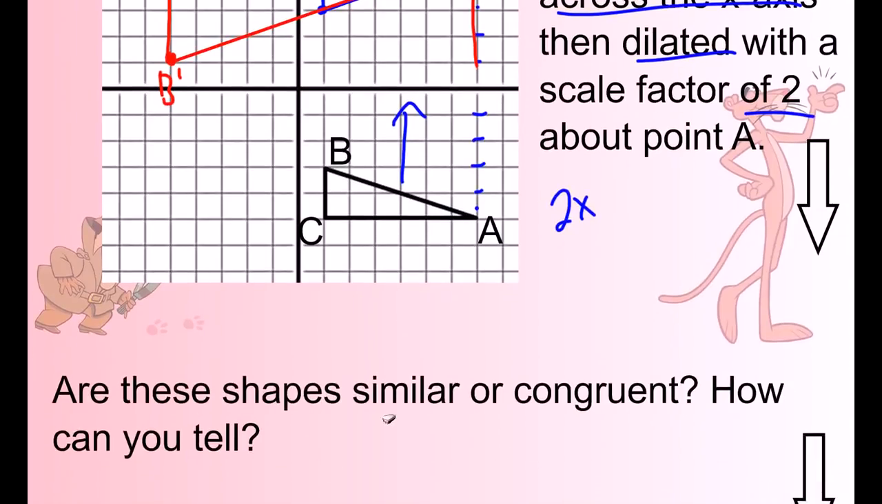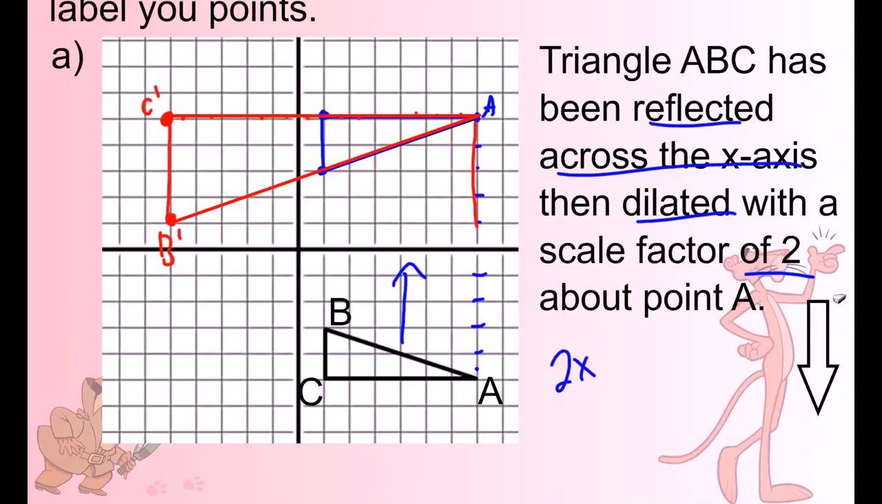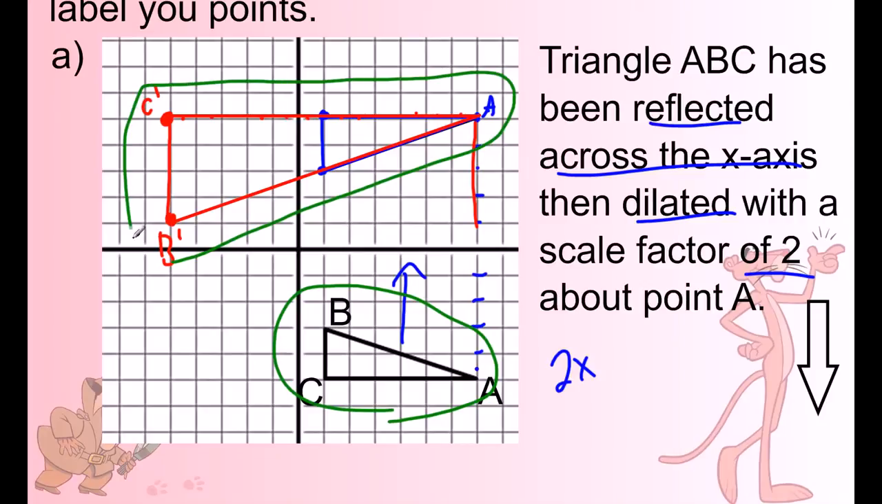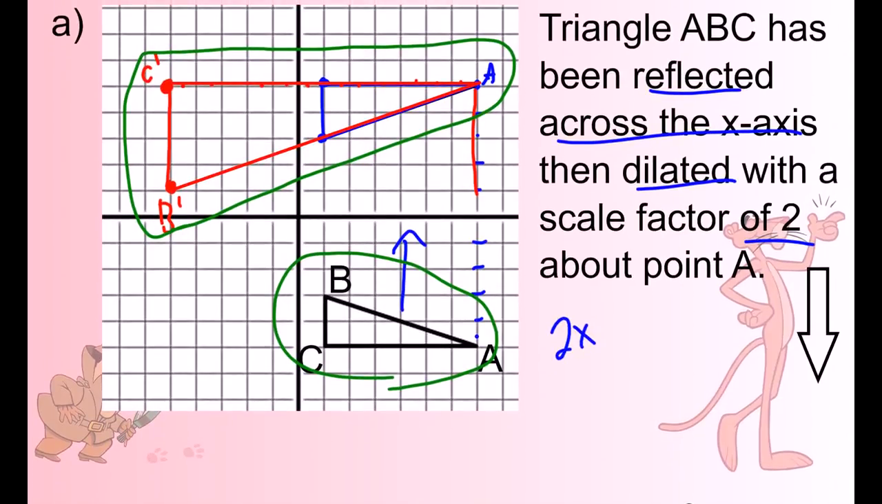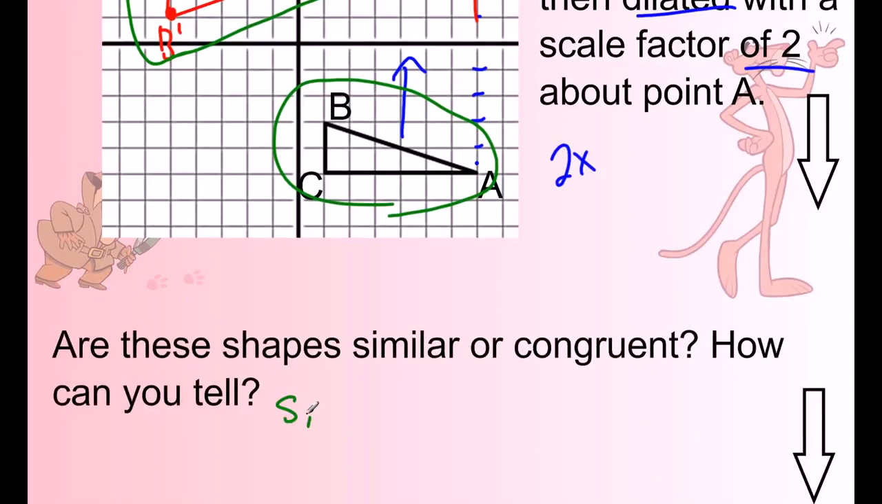First question says, are these shapes similar or congruent, and how can you tell? Well, the original ABC and the new final answer, A prime, B prime, C prime, those two shapes would be similar. And I can tell that because a dilation happened. They are not the same size, so they are similar because a dilation took place. They are proportional to each other. They are similar. They are not the same size.